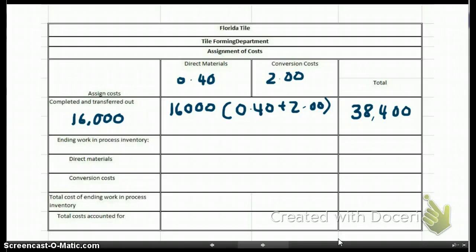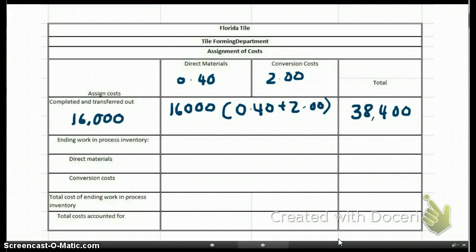Next thing is to calculate how much your ending work in process inventory is. This is going to be a two-step process because we're going to have to calculate the cost of direct materials and conversion costs separately. When you're calculating the cost, you're not going to use the 4,000 physical units of ending work in process you have, but we need to convert it. Remember, we converted it to a common denominator by calculating equivalent units. You're going to use your equivalent units to calculate the cost of direct materials and conversion costs.